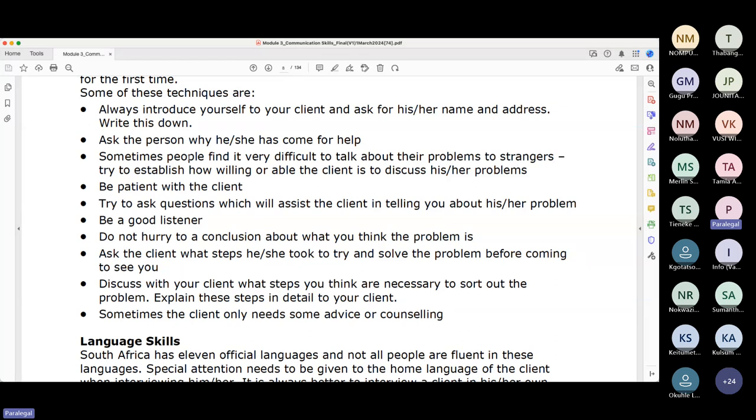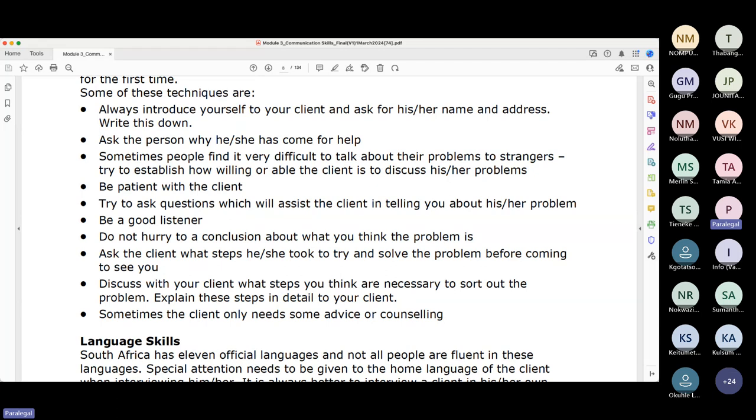Discuss with the client what steps are necessary to solve the problem. Sometimes we think we've got the solution, you know. We say, yeah, this is what's going to happen. But sometimes if you listen, the client will resolve the problem.